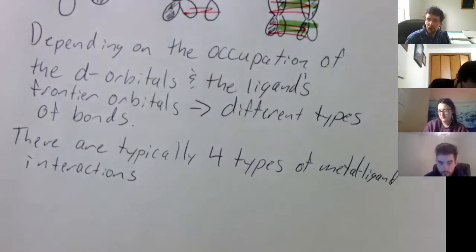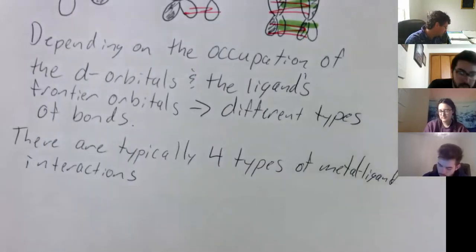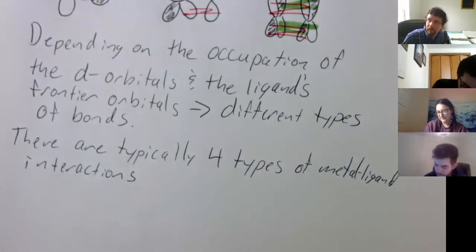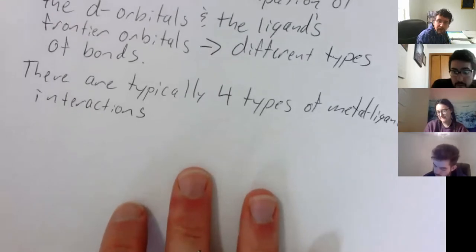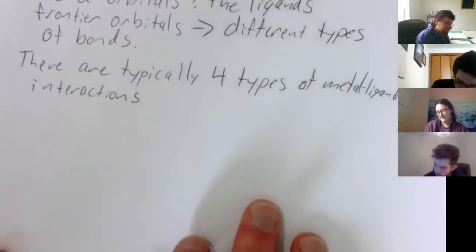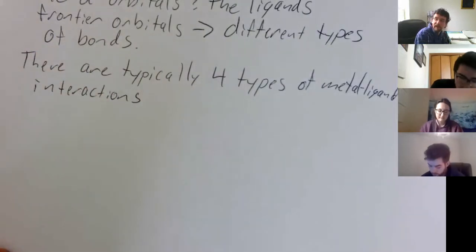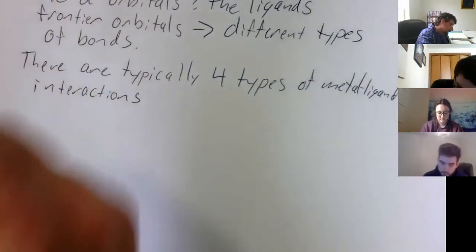What we're going to do now is go through each of those interactions, discuss them a bit, and give some examples. Okay? Am I okay to move this up a little? Yes. Like that? Yeah, now I'm good. Okay, the first one we're going to have is sigma donor ligands.